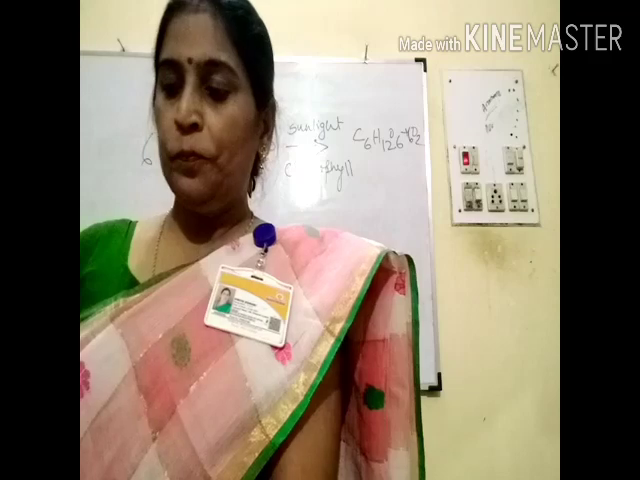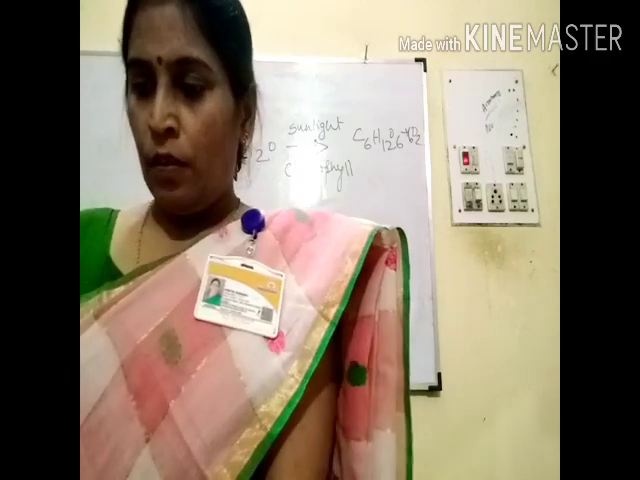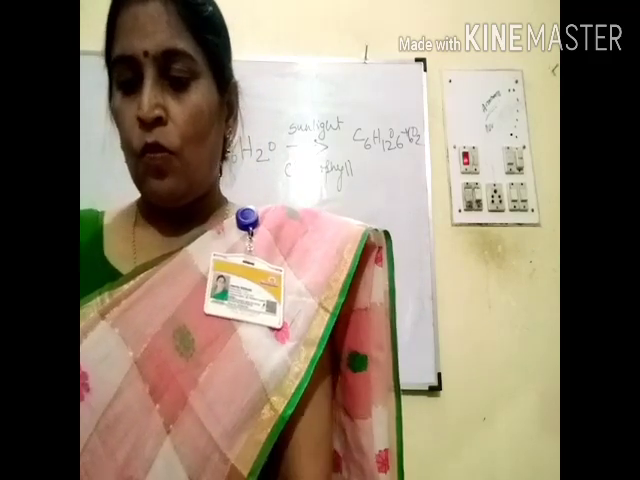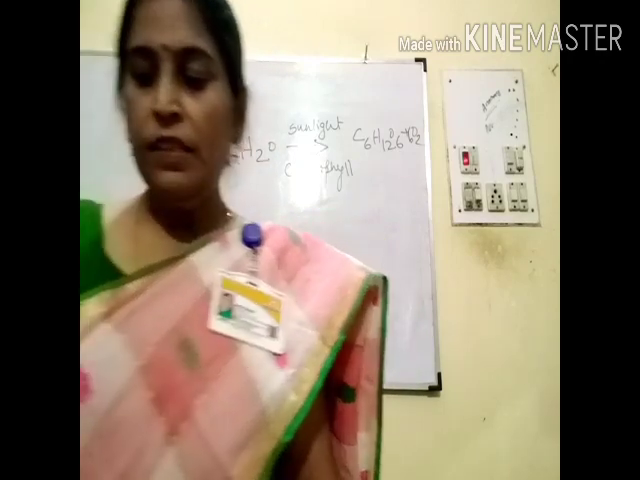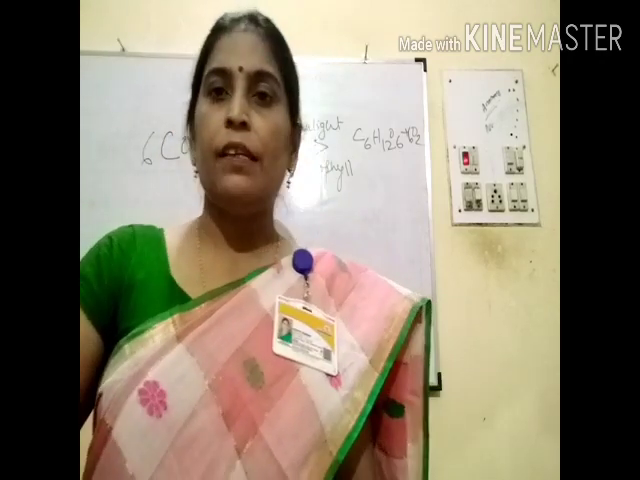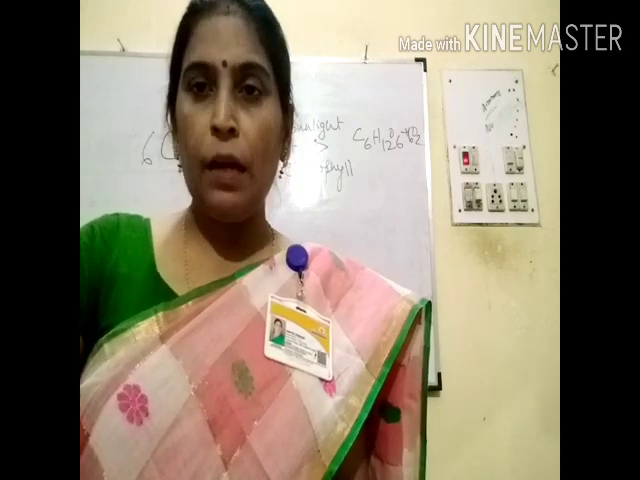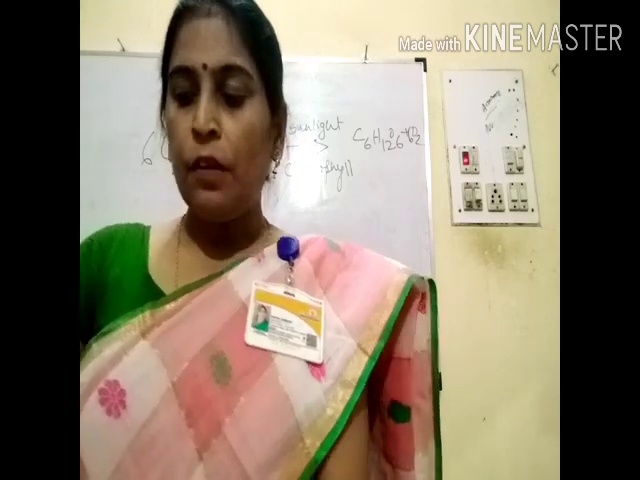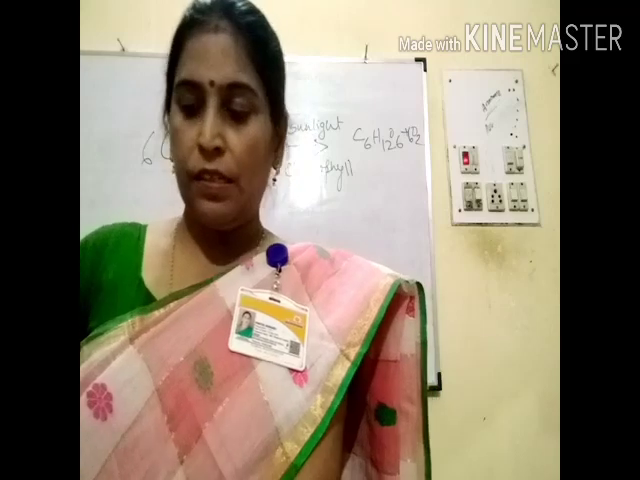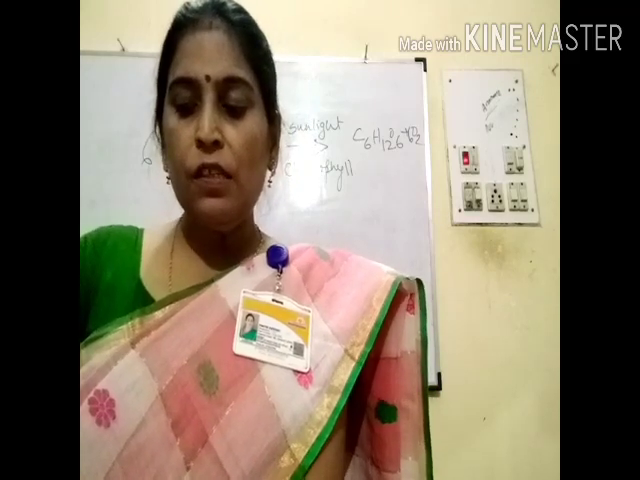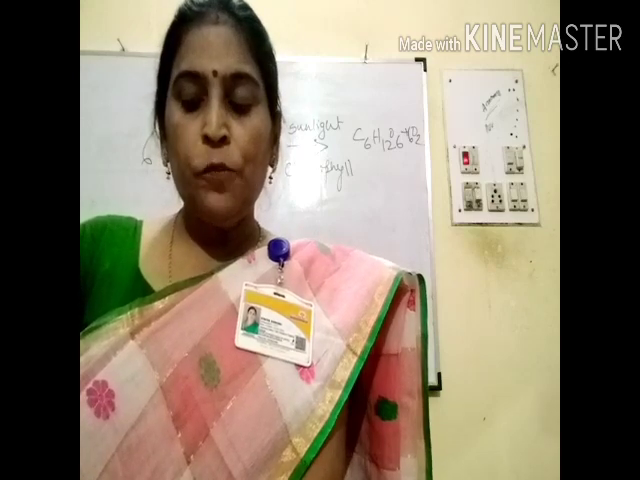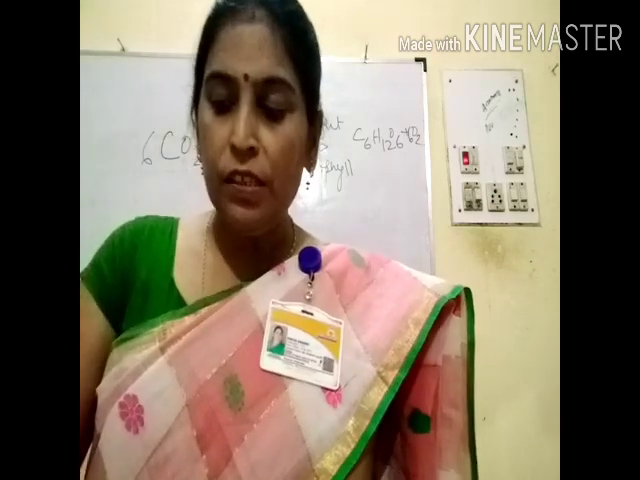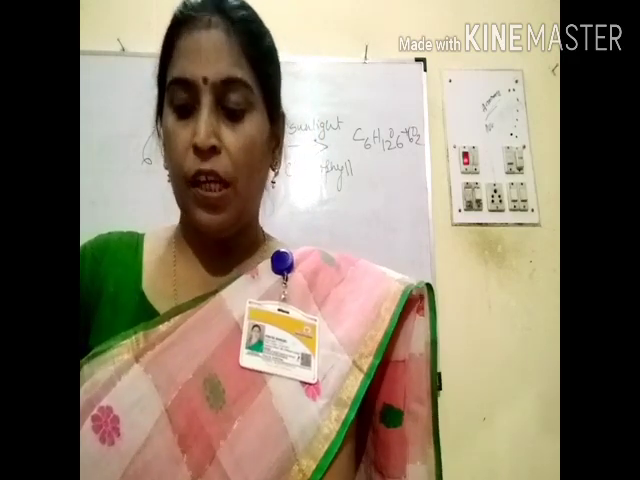First, MCQ. Which of these is not a cereal? Maize, gram, wheat and rice. The correct option is gram. Maize, wheat and rice are all cereals. Which of these is not a Kharif crop? The correct option is wheat.